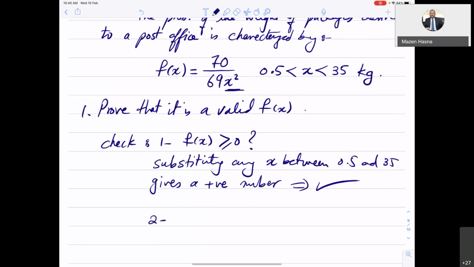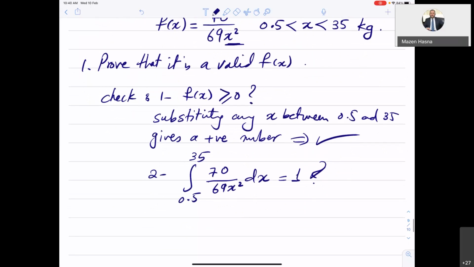What's the second condition that you need to check? You need to check that the integration from 0.5 to 35, the area under the curve, 70 over 69 x squared dx, is 1. You need to check if this is 1 or not. I will not do it, but try to do it at home. If you do it, you will find out that this is valid. The area is 1.